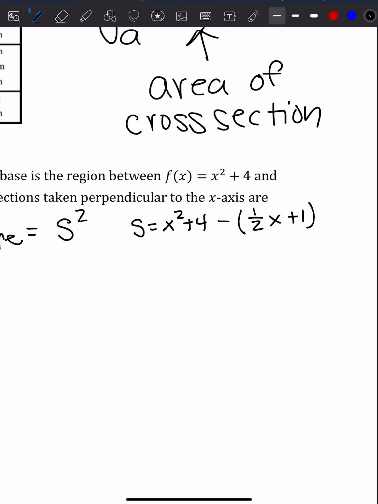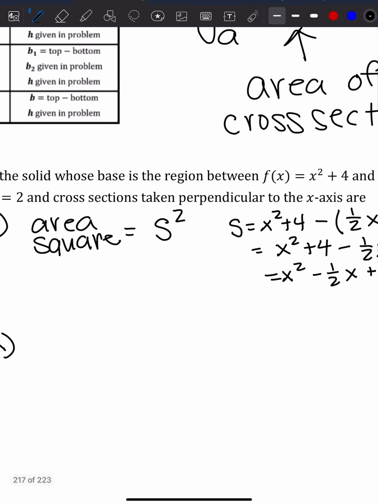So I'm going to go ahead and simplify what I can. We have x squared plus 4 minus 1/2 x minus 1, so we're distributing that negative, and then what we really have is x squared minus 1/2 x plus 3. We can kind of leave it in whatever form we want. It just depends on what the question's asking us to do. So we have x squared minus 1/2 x plus 3. So this is what we have for our equation.